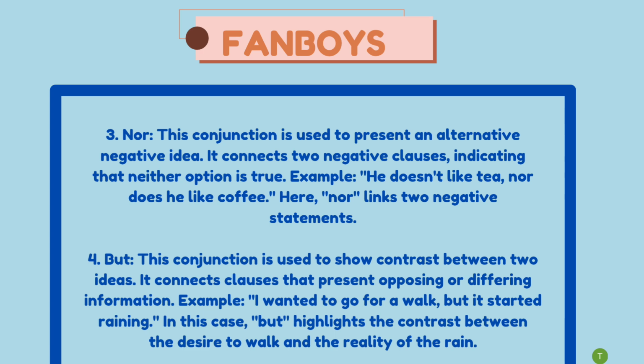Fourth one is but. This conjunction is used to show contrast between two ideas. It connects clauses that present opposing or differing information. Example: I wanted to go for a walk but it started raining. In this case, but highlights the contrast between the desire to walk and the reality of rain.